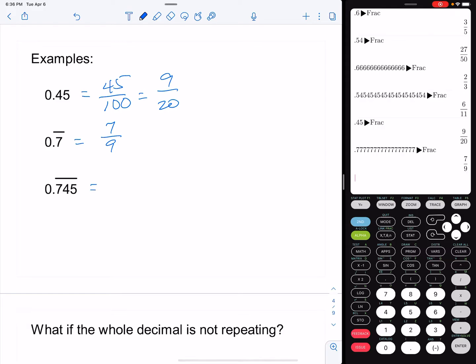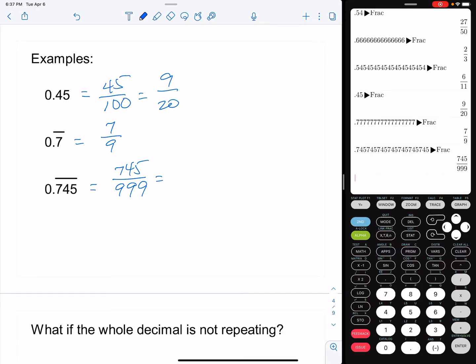Okay, so what about 0.745 repeating? Well, again, you take the whole decimal, 745, put it on top, and you put a 9 for each repeating digit. And then you try to simplify. So this one, 0.745, 745, 745, and so on, math, enter, enter, and oops, didn't hit the enter right. And look at there, it's already in its simplest form. Okay, so sometimes you may end up with fractions that are just ugly, and that's okay. But you still have to try to simplify nonetheless.